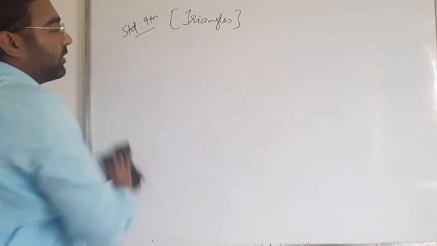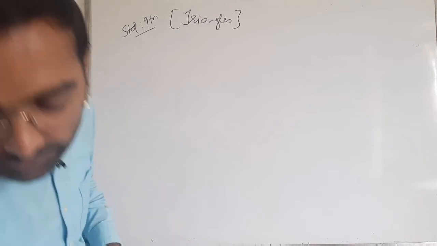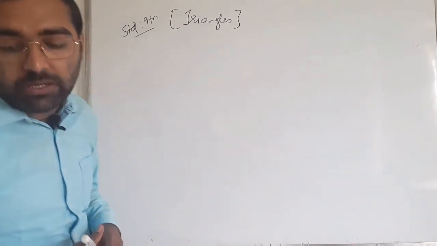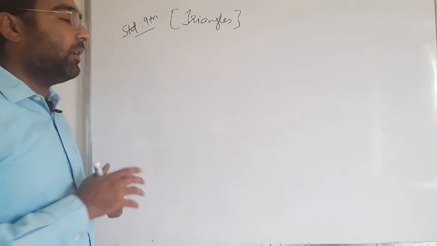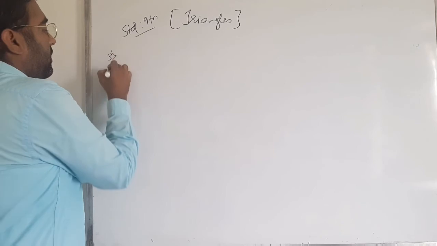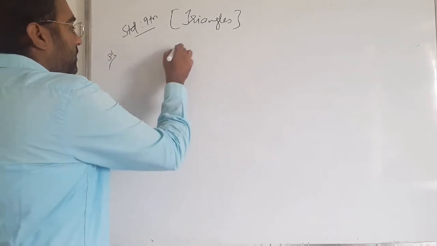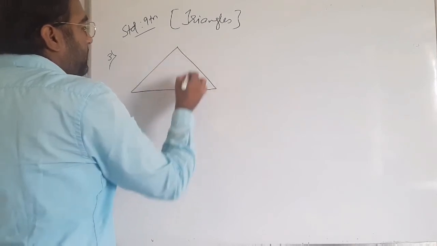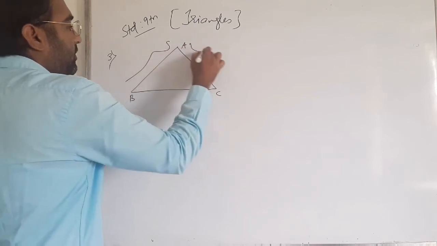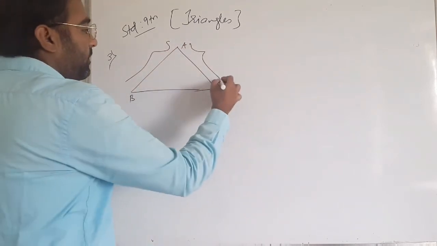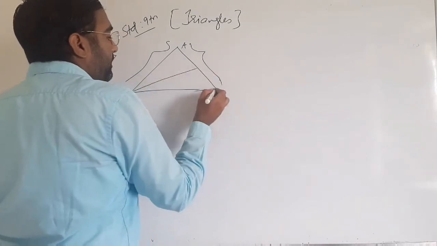In question number 3, it is given that ABC is an isosceles triangle in which altitudes BE and CF are drawn to equal sides AB and AC. Those are given also. ABC is an isosceles triangle, and we are also taking AB is equal to AC.